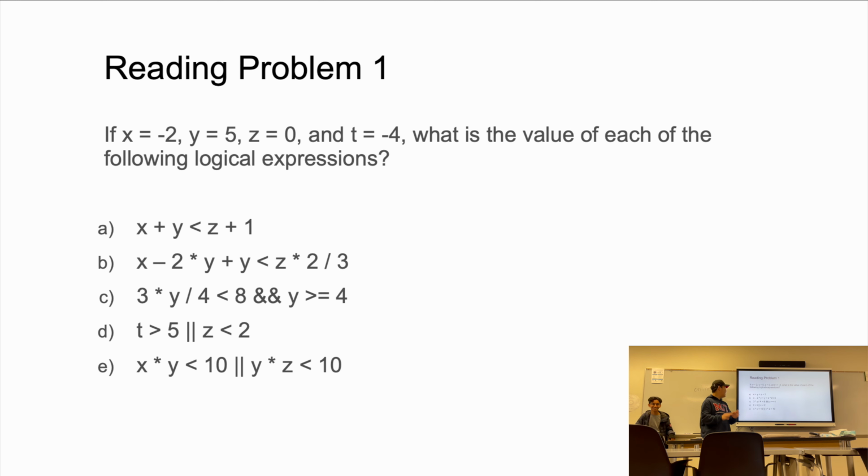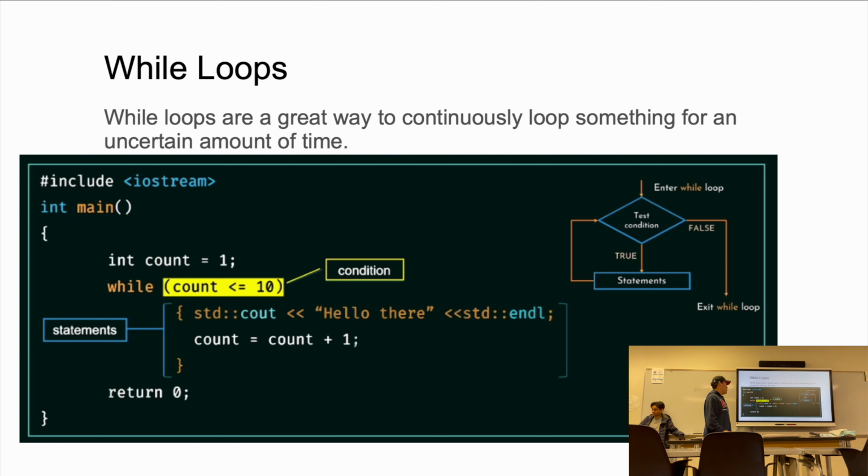Because 3 times 4 divided by 4 is 4, which is less than 8. And y is 5, so it's greater than 4. So both of them are true, so it will be true. What about E? True, true, true. That's right. Only one false.